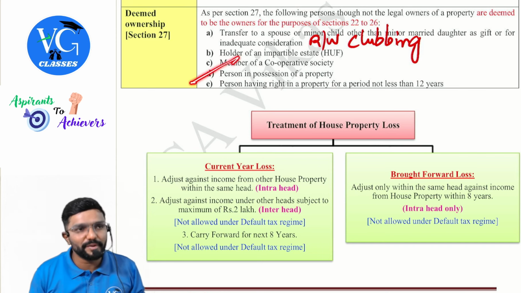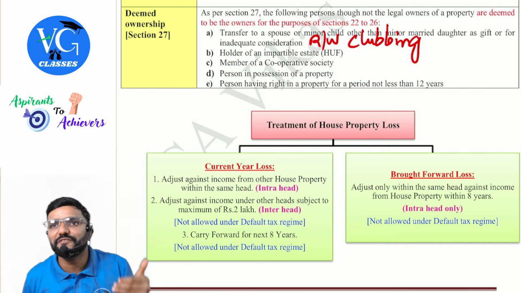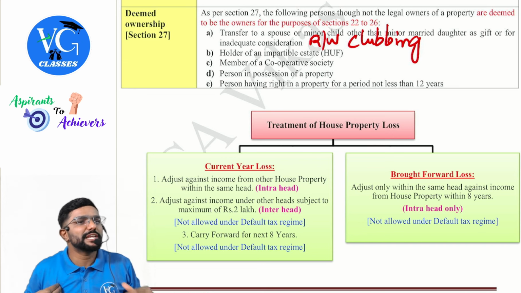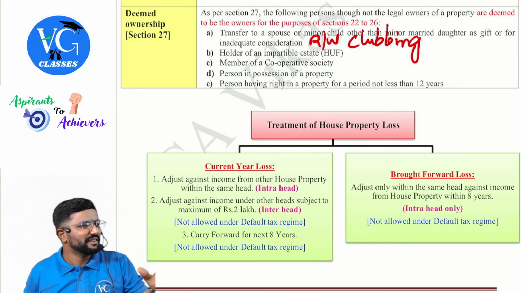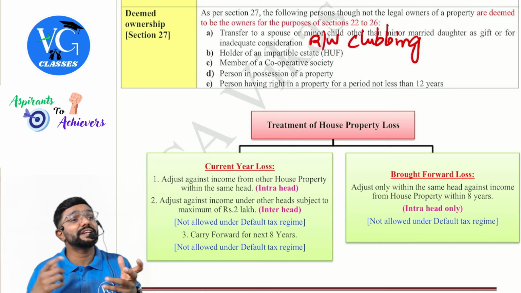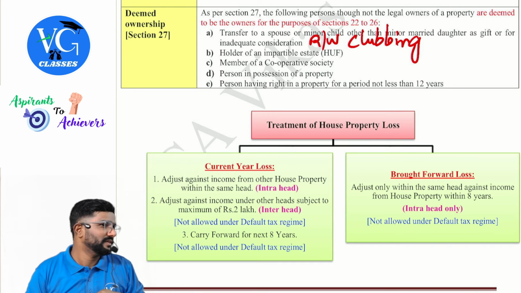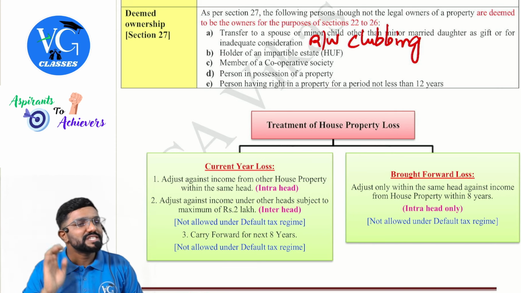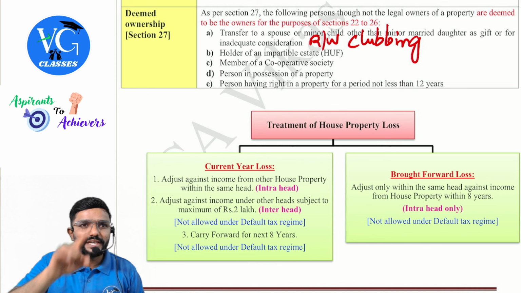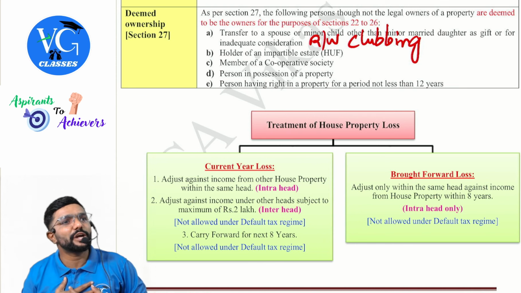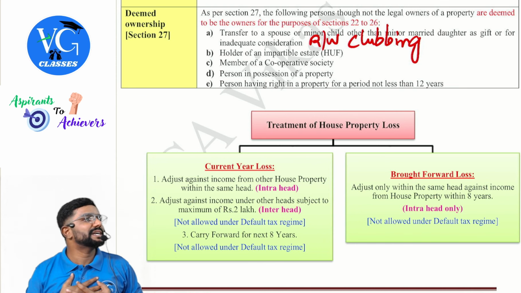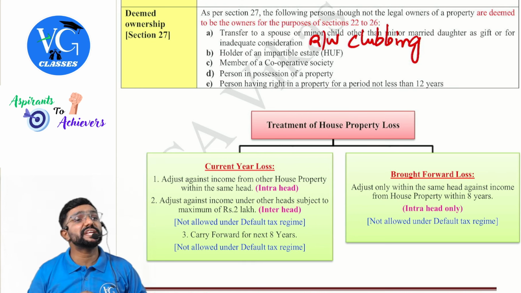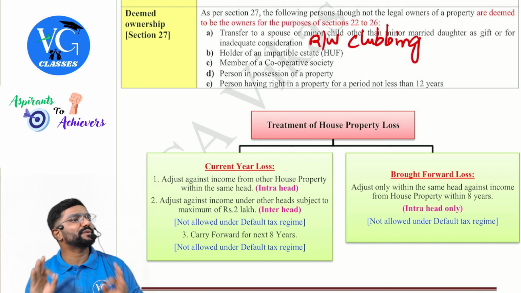Then, person in possession of a property. Guys, assume I have purchased a property from you. I have already taken the possession, but the property is not yet registered in my name. Maybe you are too busy, not giving time for me to get the property registered, or maybe due to some reasons the government is delaying it. So still legal ownership is with you only? Yes. But as I have already started having possession of the property, I am considered a deemed owner. This is as per Transfer of Property Act, section 53A.